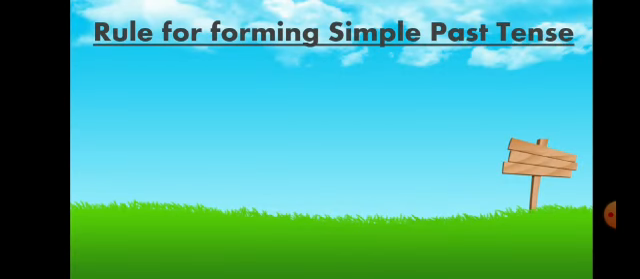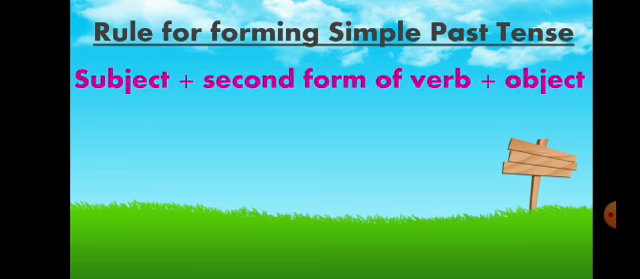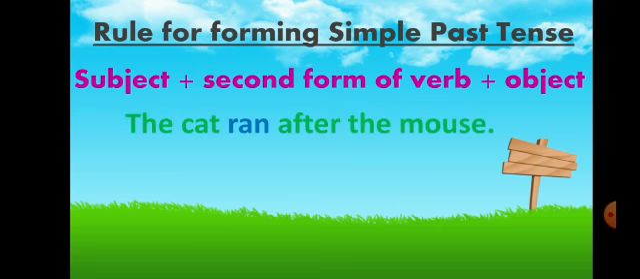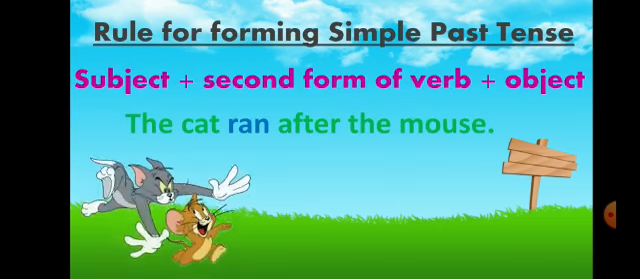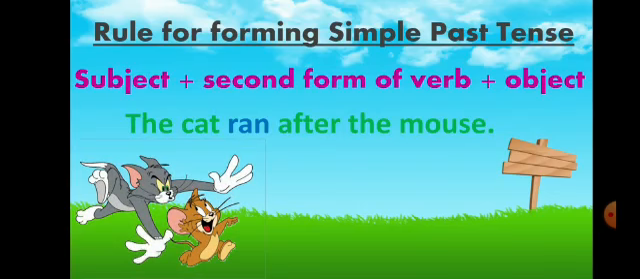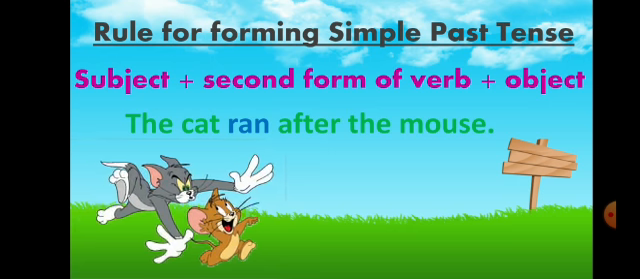Rule for forming simple past tense. Subject plus second form of verb plus the object. For example, the cat ran after the mouse. The cat ran, that means it is not running right now. This action has finished in the time gone by. Ran is the second form of verb run.